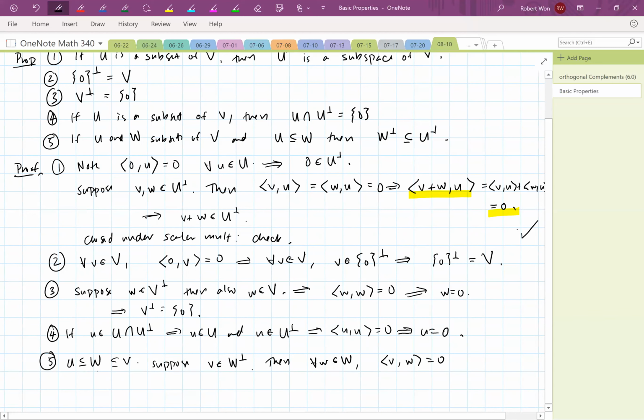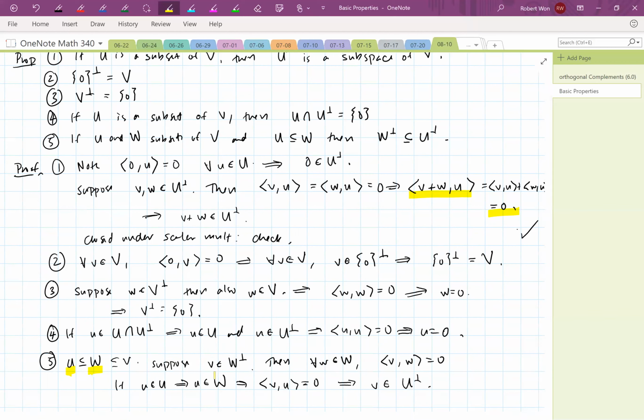But notice that U is a subset of W, which means that V is also going to be orthogonal to every vector in U. Because it's orthogonal to every vector in W, that means it's definitely orthogonal to every vector in U. So if u is in U, that means u is in W, which means that the inner product of v and u is 0. This is true for every u in U, which means that also v is in U perp. And therefore, I've shown that every vector in here is also in here. So I've shown the inclusion that I wanted to.